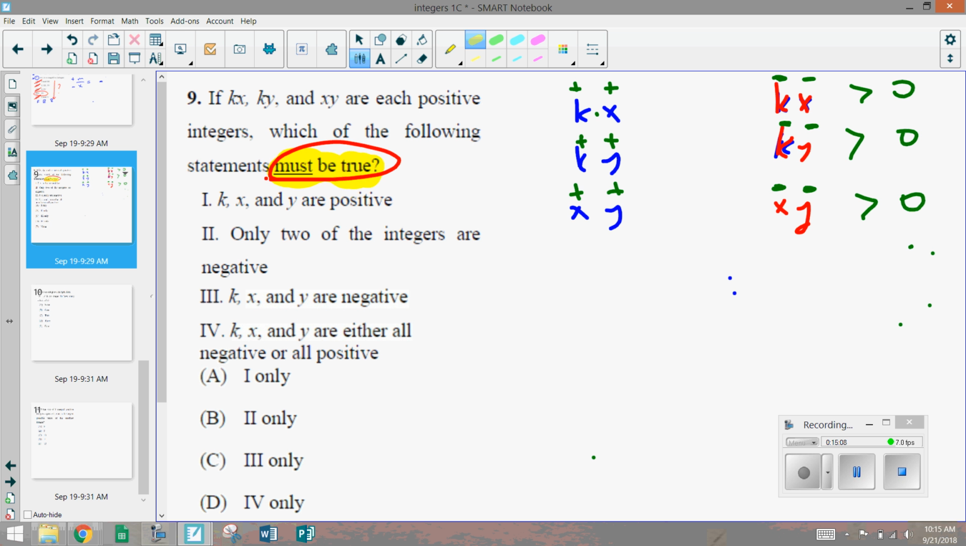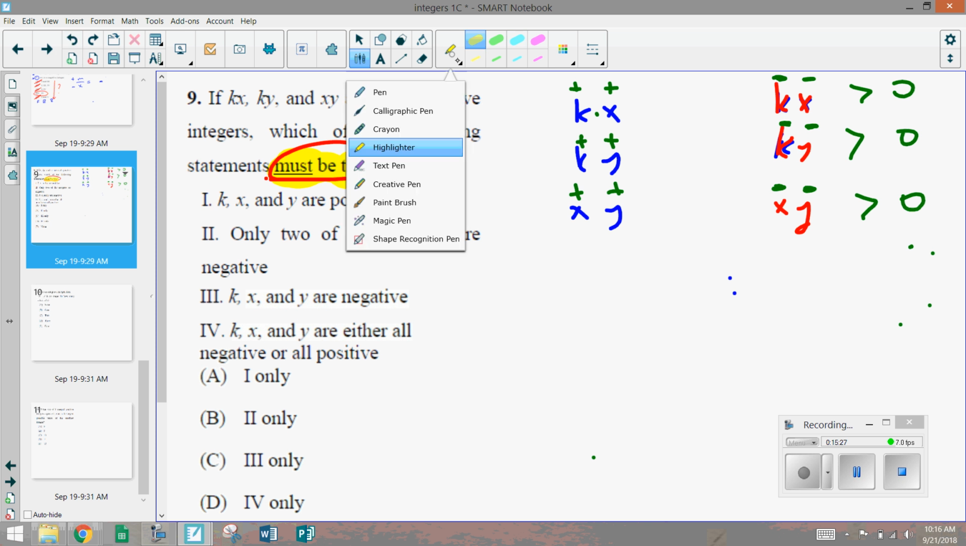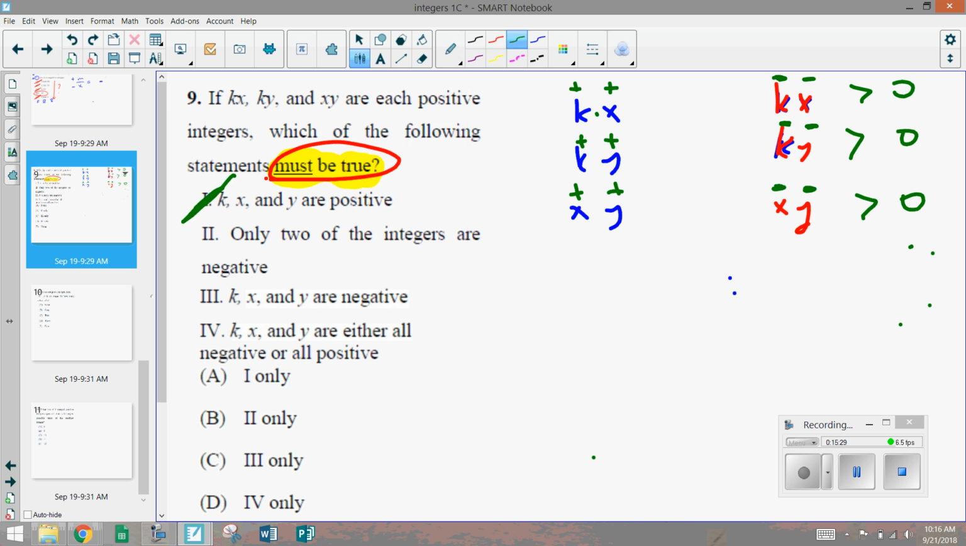K, X, and Y are positive. See? Not always. See the choices? Sometimes it's positive, sometimes it's negative, but this is telling me always, not sometimes. It's gone. Cross it out. Okay, only 2 of the integers are negative. So all three of them. Yes, all 3 of them have to be positive.